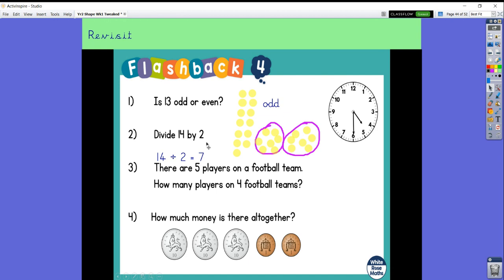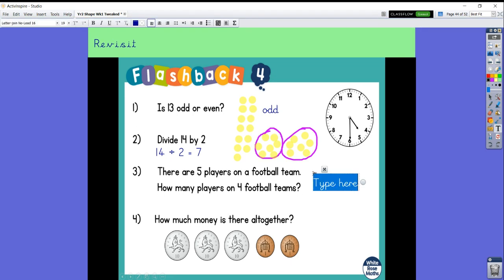Okay, there are 5 players on a football team. How many players on 4 football teams? So I have got to do 4 football teams of 5 people. So 4 times 5 is 20. 5, 10, 15, 20.